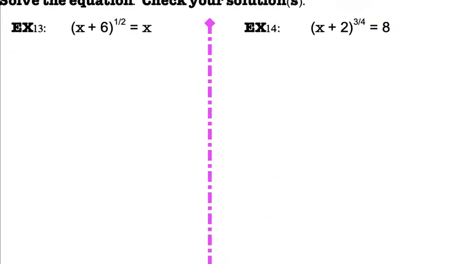Let's try another one. x plus 6 to the 1/2 equals x. So this is just like the last one we did. So we're going to take both sides to the reciprocal power.